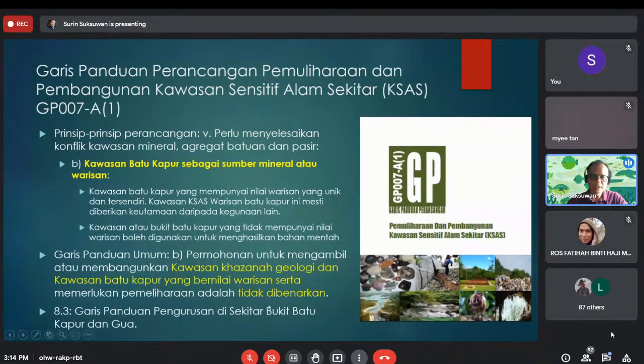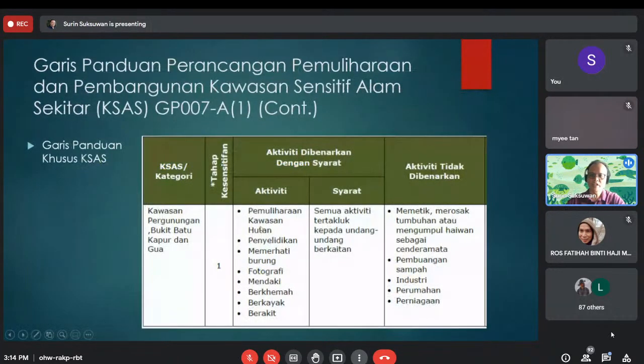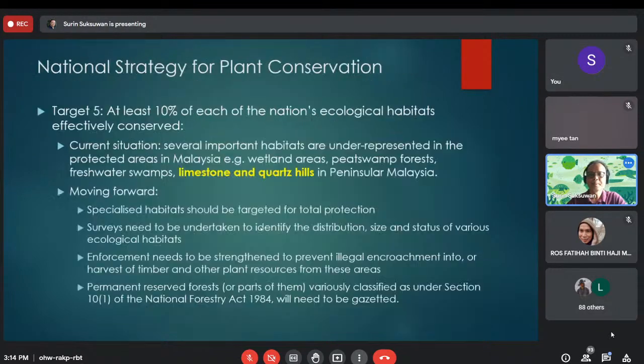So there's also Garis Panduan 8.3, which is specific on the management of limestone hill and caves. Actually, it deals a lot with tourism and cave management rather than the management of the whole limestone hill. And then there's also more specific guidelines, or Garis Panduan, on Batu Kapur and Gua, cave and karst. And you can see what are the allowable and non-allowable activities under these Garis Panduan.